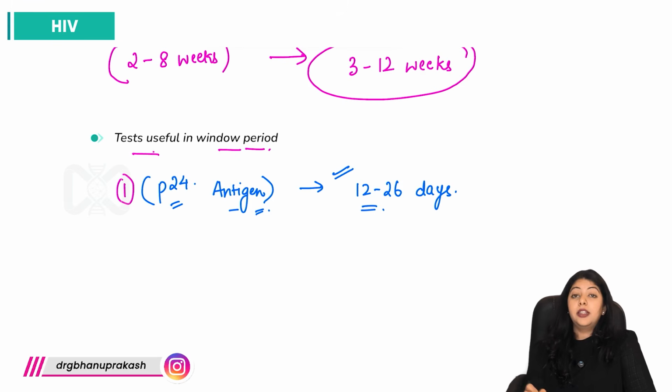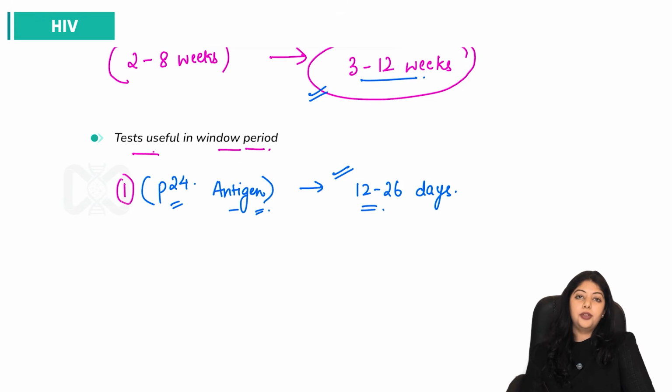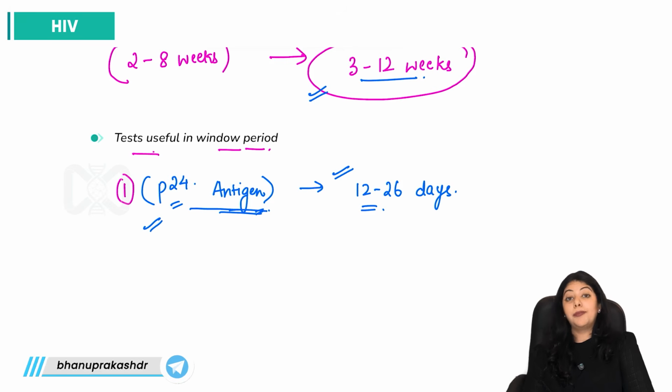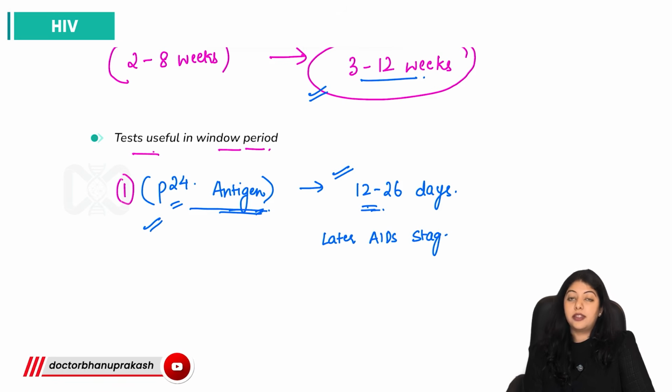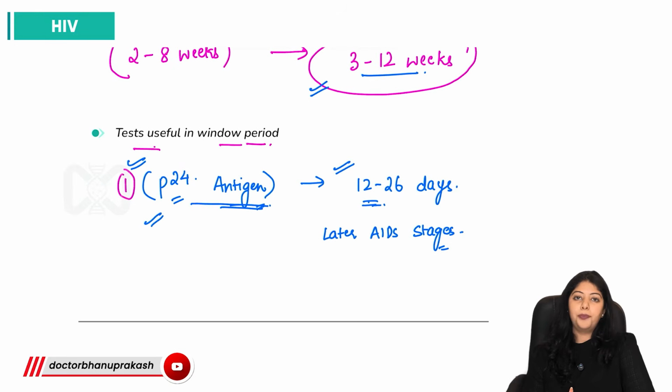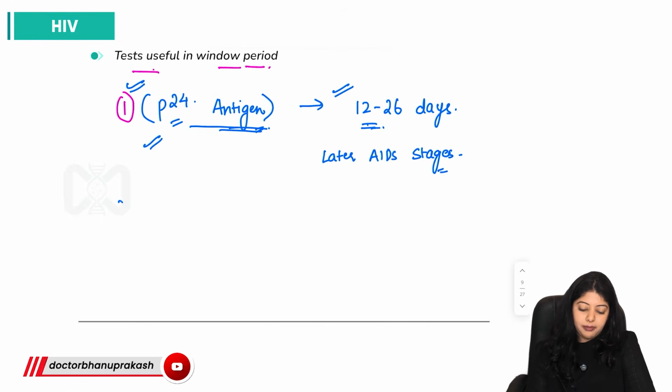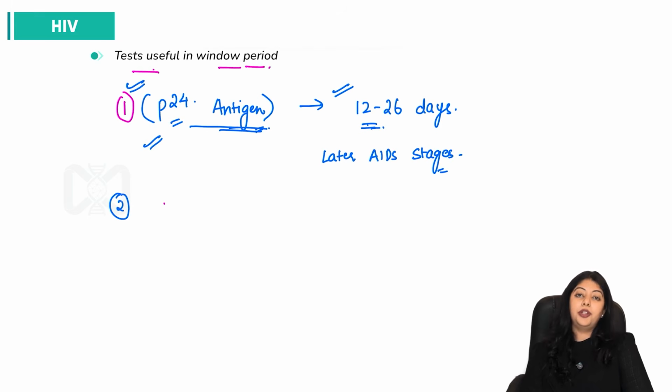So it is naturally earlier than the 3 to 12 week period duration, right? So this is the duration wherein P24 antigen comes into play. This is the first duration when this antigen starts increasing and then it vanishes. And it is in later stages of AIDS, where it again gets detected. So is it useful in the window period? Yes, it is useful.